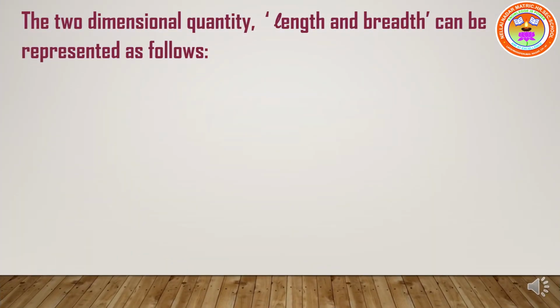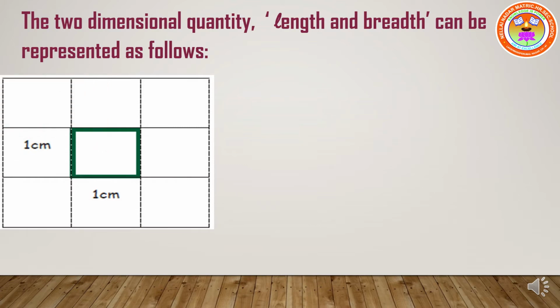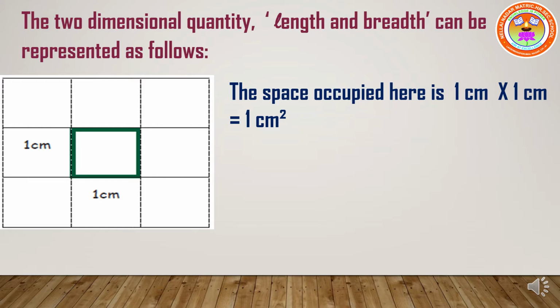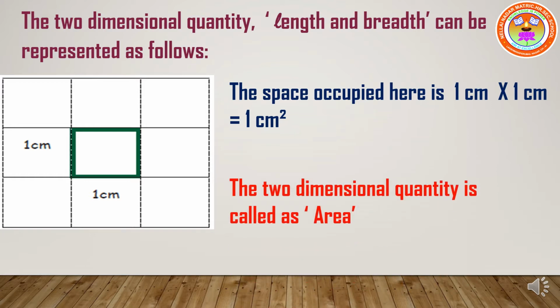The two-dimensional quantity length and breadth can be represented as follows. So children, here we have drawn a box. Yes, can you see the green box? Here we have represented length and breadth as 1 centimeter, 1 centimeter. The space occupied here is 1 centimeter into 1 centimeter, which is equal to 1 centimeter square. The two-dimensional quantity is called area.